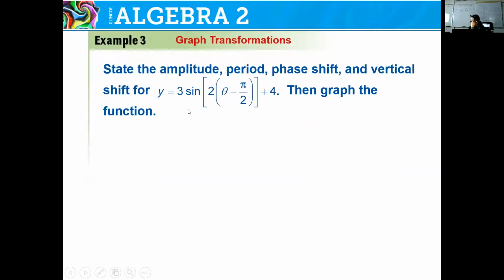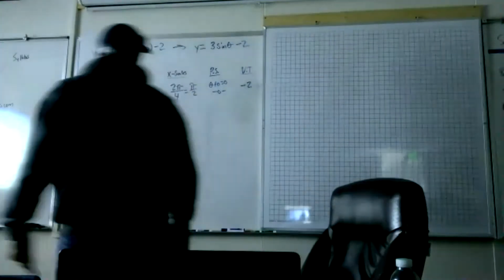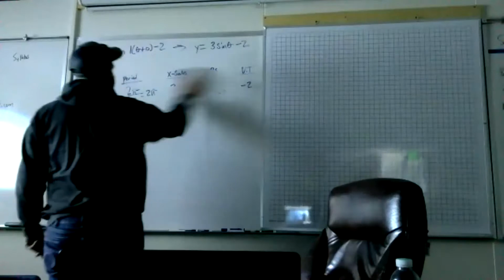Like here. You can see this is a tough equation. We have y equals 3 sine of 2 theta minus pi halves plus 4. Then we're going to graph this equation. This is probably the most complex question that you're going to have. But we're going to talk about phase shifts with tangent as well.